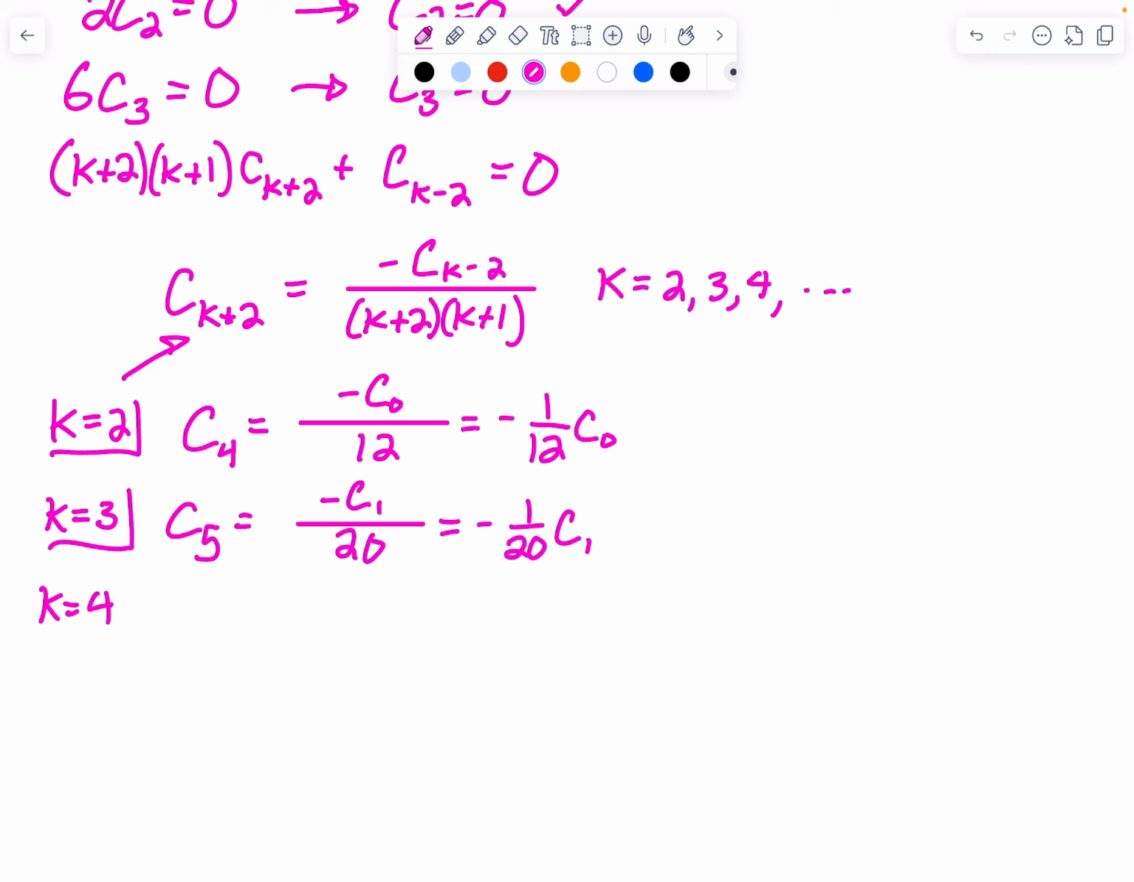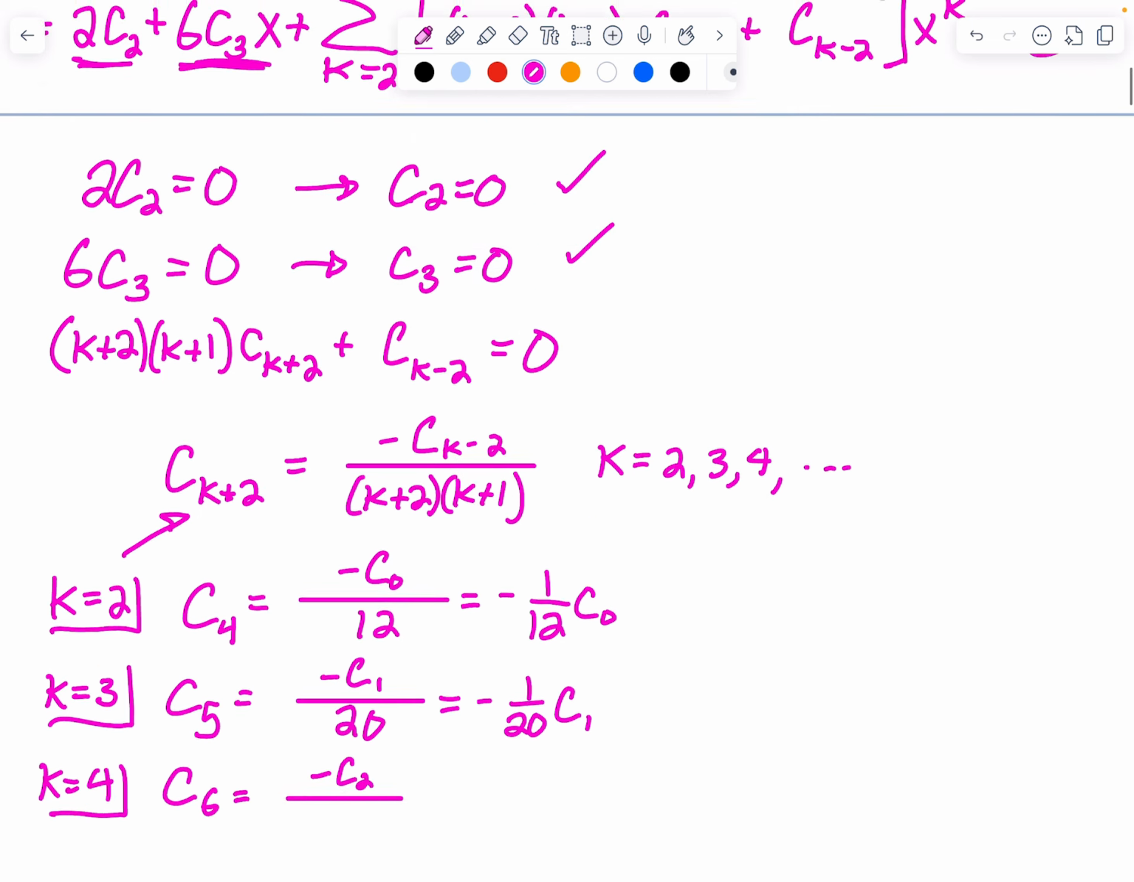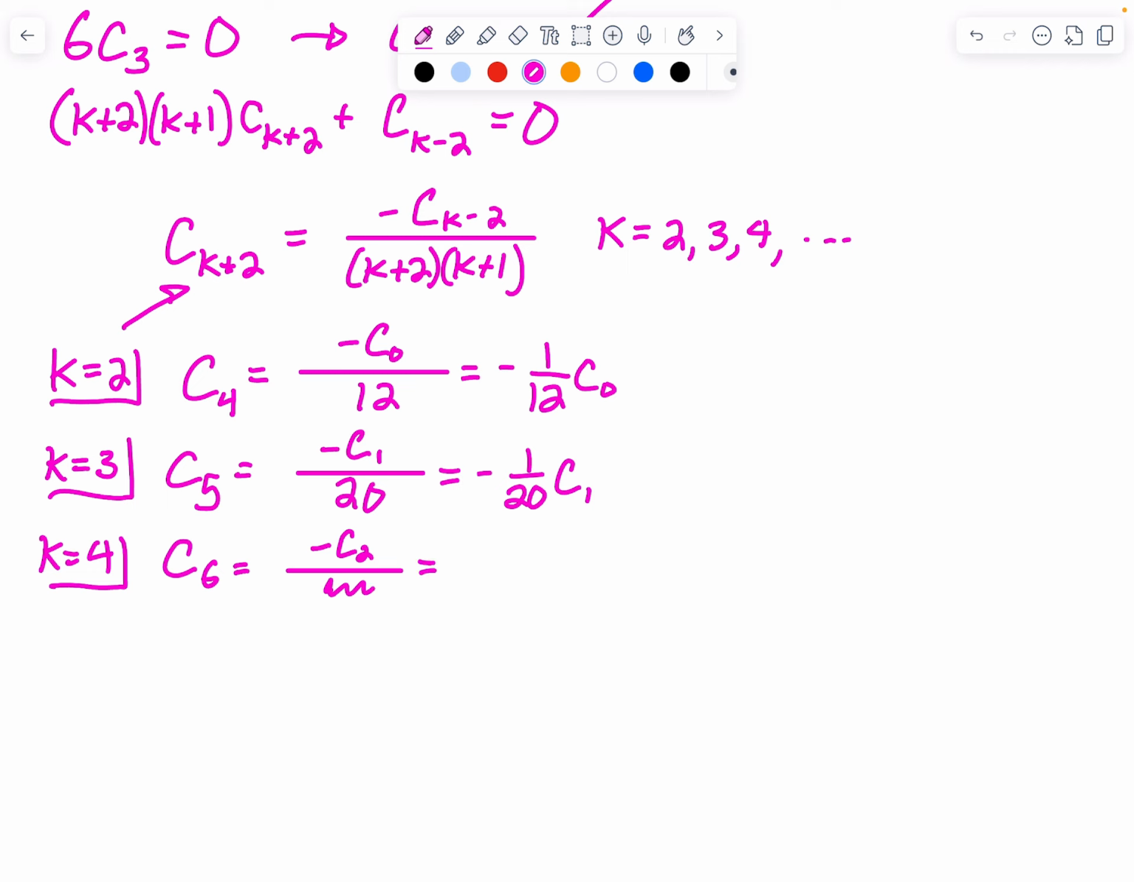K equals 4. So we get 4 plus 2, that's C6. And you can kind of see in these patterns, they'll start counting up. C0, C1, this will be C2. Now C2 is 0 above, so I'm not even going to calculate the bottom. I know it's 0. I keep going. C5, and you can see the patterns. This goes up to C7. This goes up to negative C3. And then I don't care what the bottom is because I also know that C3 is 0.